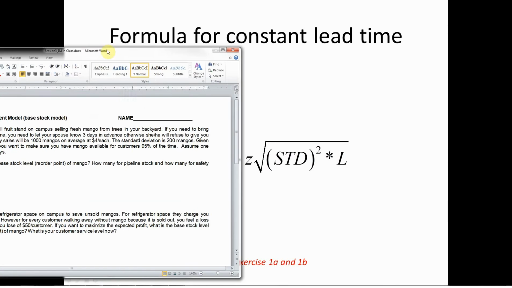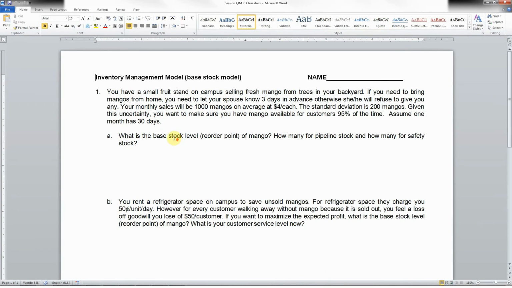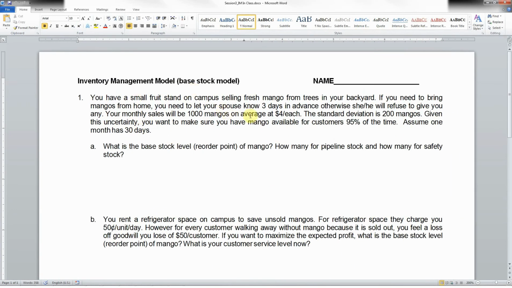Here, I'll take a look at that for a second. Let's look at 1A and 1B. So 1A says you have a small fruit stand on campus selling mangoes from the trees in your backyard. You want to bring mangoes from home. You let your spouse know 3 days in advance. Otherwise, you won't get any. So you have to have a lead time of 3 days. L equals 3.